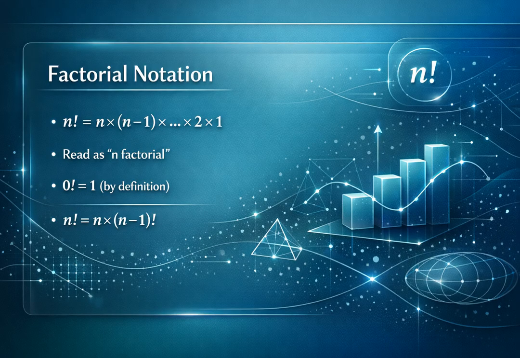Factorial notation makes formulas cleaner. N factorial, written n!, equals n times (n minus 1) times (n minus 2), all the way down to 2 times 1. We read this as n factorial. By definition, 0 factorial equals 1. An important property: n factorial equals n times (n minus 1) factorial.